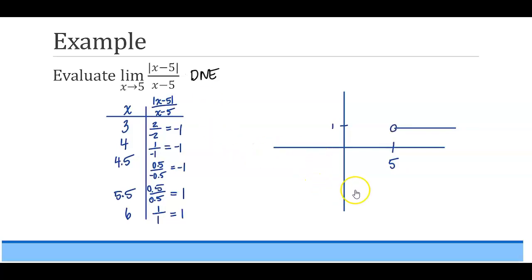And from the left side of 5, it doesn't matter what value I substitute in, it looked like I always got a constant function, a constant horizontal line at -1. So what's happening there is there's a jump in the graph at the x value 5. There is a jump in the graph at the x value 5. So that is thinking about it from a graphical perspective versus a numerical perspective.